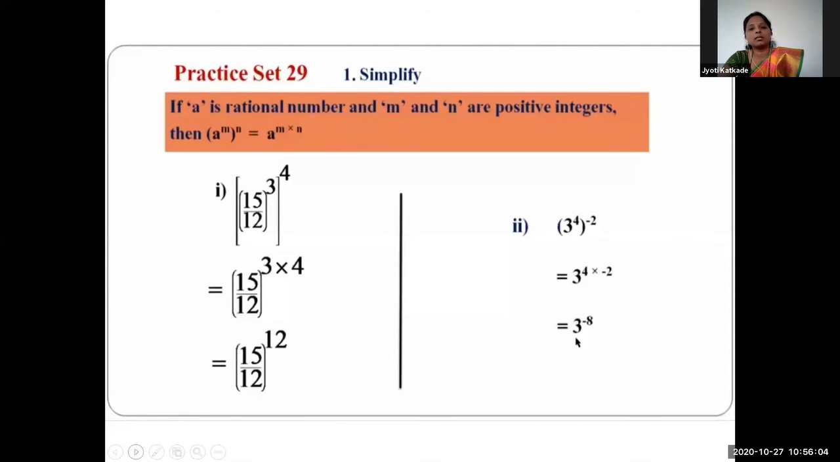Teacher, yes. Why is there a minus next to the 2? Yes teacher. The power can be anything. It is minus or positive. Our rule says that, see, there is the rule on top, that is, if a is a rational number and m and n are positive integers. Yes, that's why you say. But it's not necessary. Means the power is positive or negative. The power can be anything, it can be positive, it can be negative too. Okay?